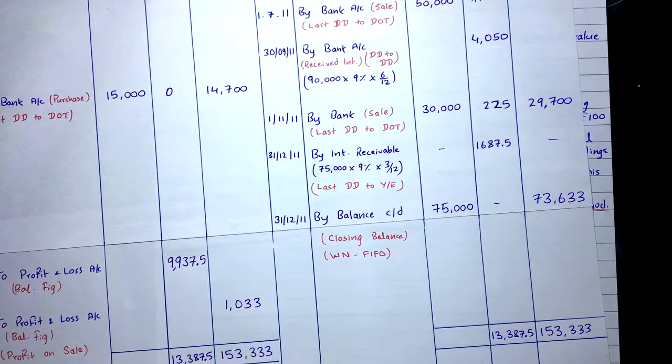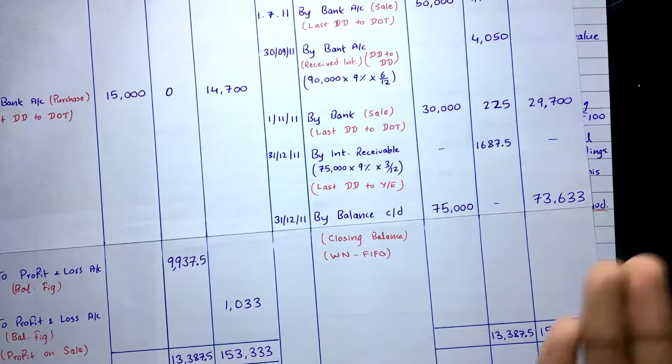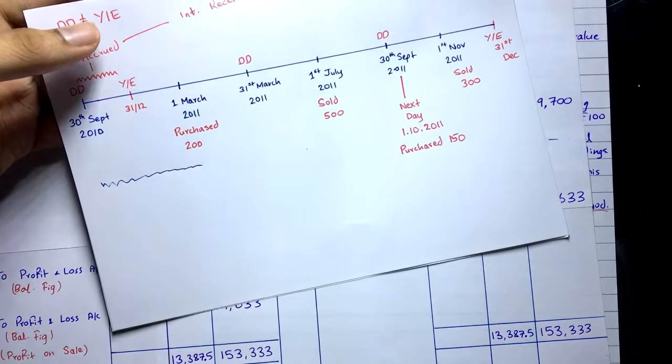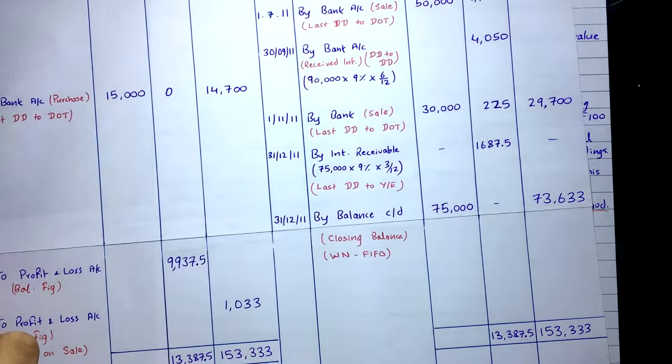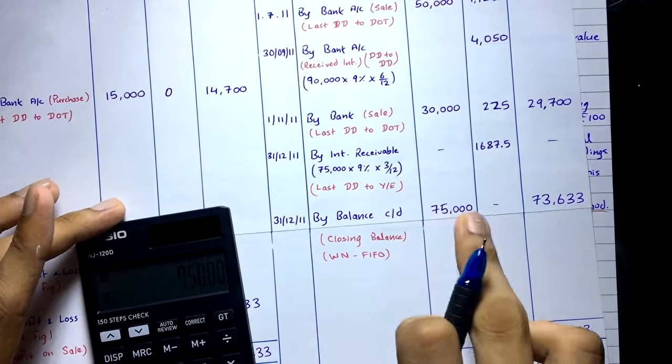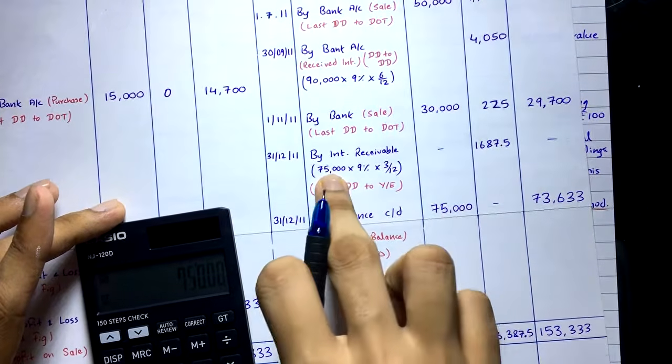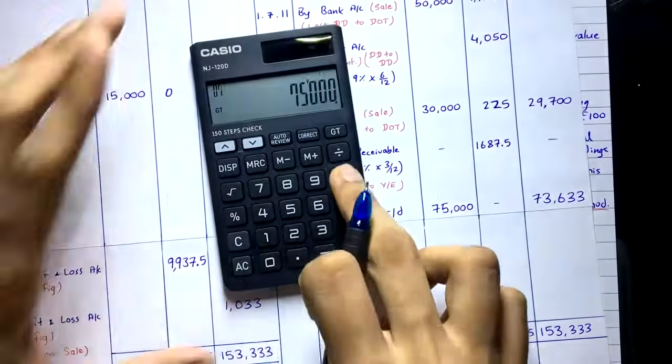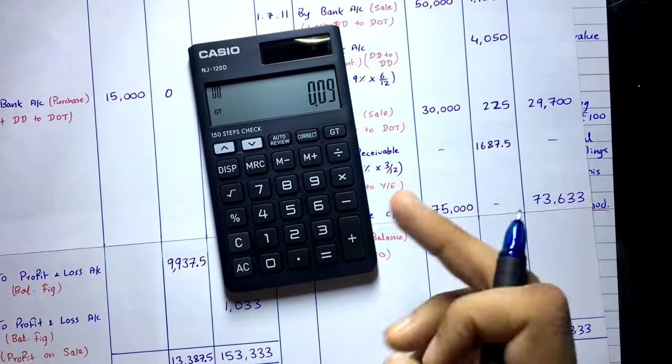Yeah, you are supposed to receive the interest, but actually you will receive it in the next year on 31st March of the next year, right? So how will you calculate that? Simple, 75,000. On this you will calculate on the closing stock, the face value of the closing stock, 75,000 into 9%, as you already know the interest rate.